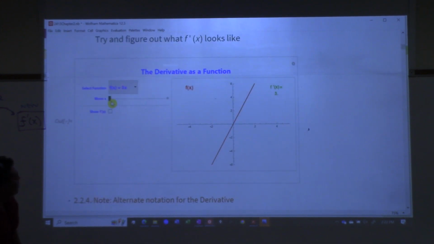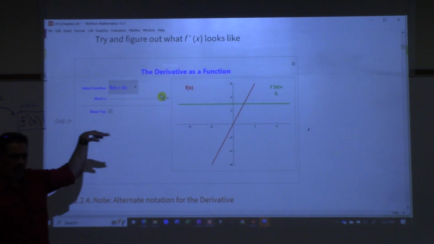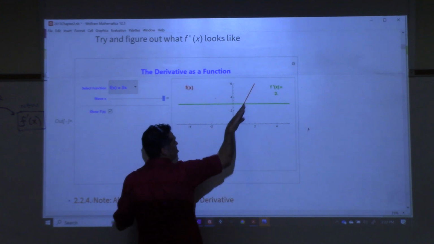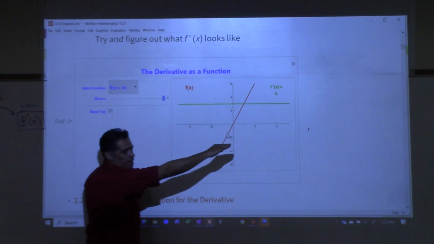What about that derivative? What's the slope of this line? 3. So when I move across, I should just have a constant derivative, 3. Because the slope is 1. No, the slope is 3 because the function is 3x. This slope is 3. It's hard to see, but this slope is 3, which means the derivative should always be 3.